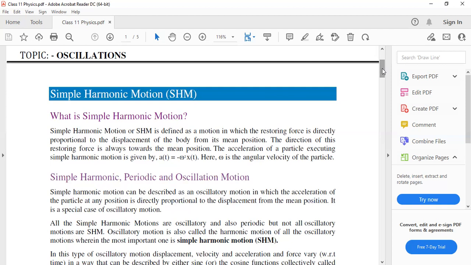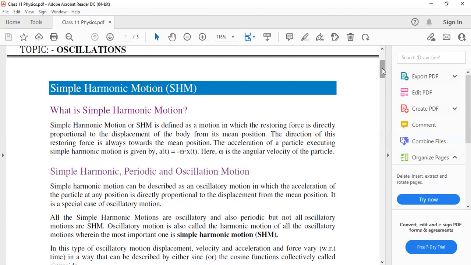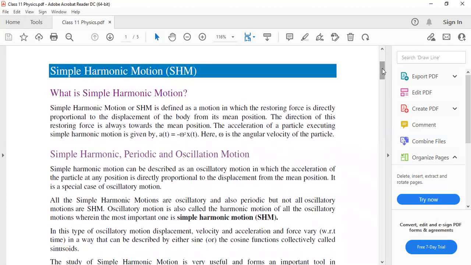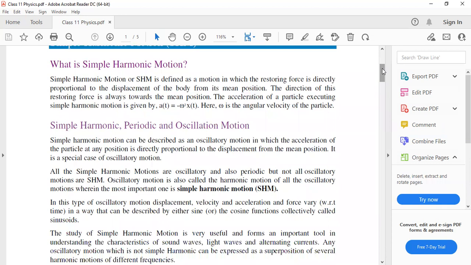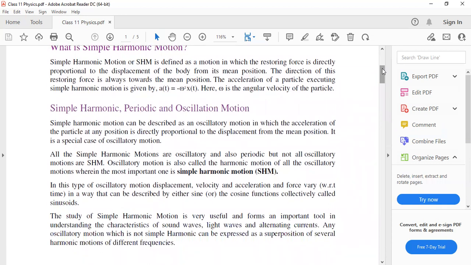First of all, we should be aware of the simple terms: what is simple harmonic, what is periodic, and what is oscillatory motion. Simple harmonic motion can be described as an oscillatory motion in which the acceleration of the particle at any position is directly proportional to the displacement from the mean position. It is a special case of oscillatory motion, and all simple harmonic motions are oscillatory and also periodic, but not all oscillatory motions are SHM.